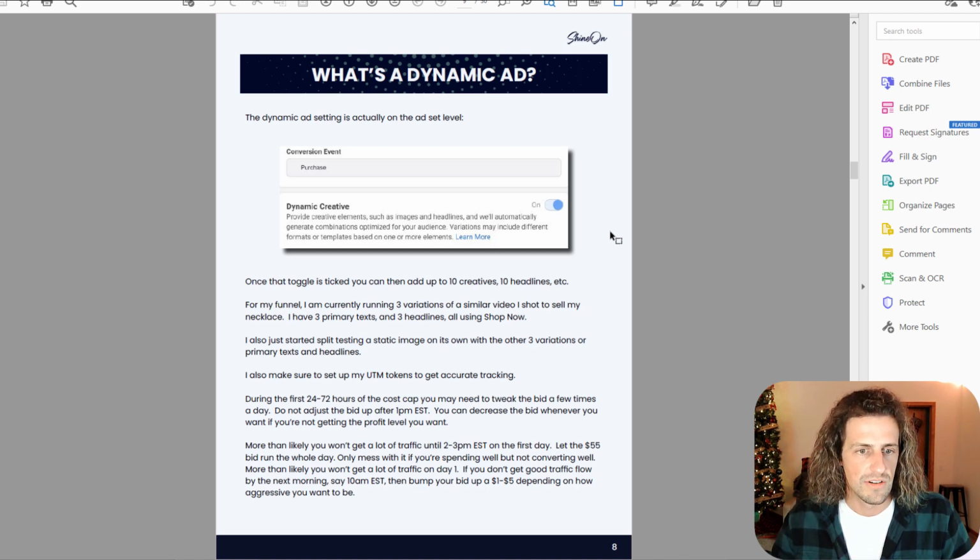During the first 24 to 72 hours of doing a cost cap, you may need to tweak the bid a few times a day. Do not adjust the bid up after 1 p.m. It can start throwing it off if you change it too late in the day. You can decrease the bid whenever you want if you're not getting the profit level that you want.